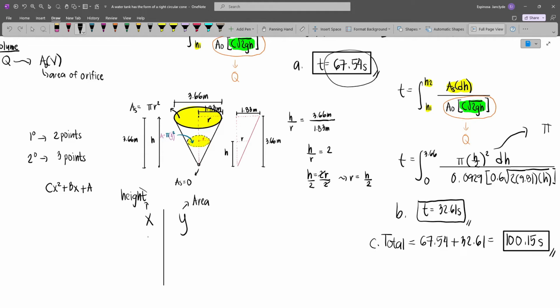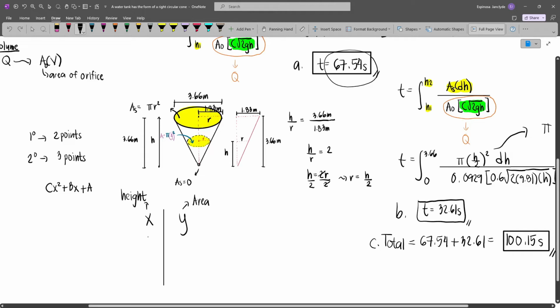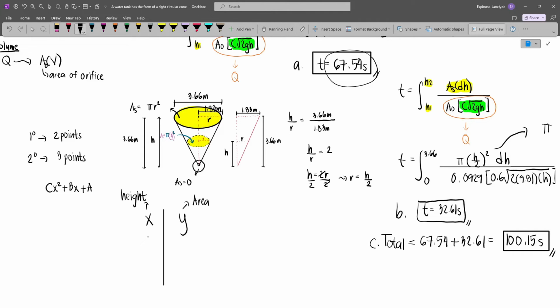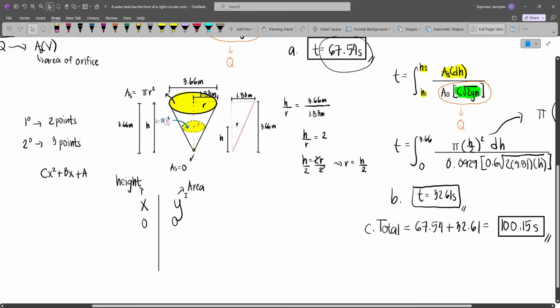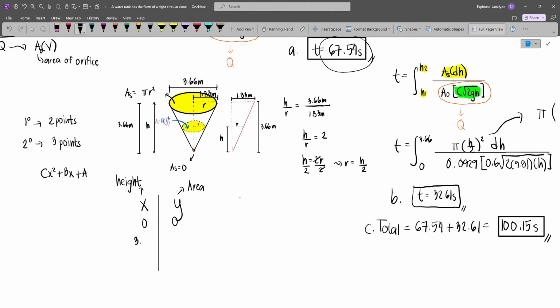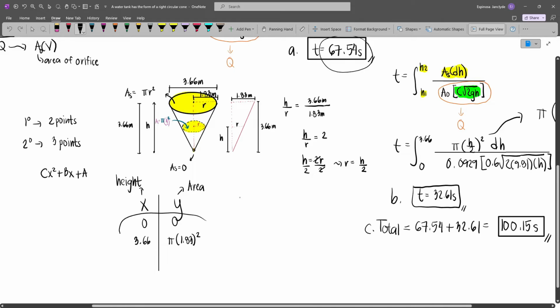And so, since our height is expressed as x, we can just change this into x, because that's the independent variable. Now the height here is 0, at the bottom. The height there is 0, and the area is also 0. And then here we go to the top. The height there is 3.66. So this is 3.66, and then our area is pi r squared, which is pi times the radius of 1.83, squared. Now this is only 2 points.